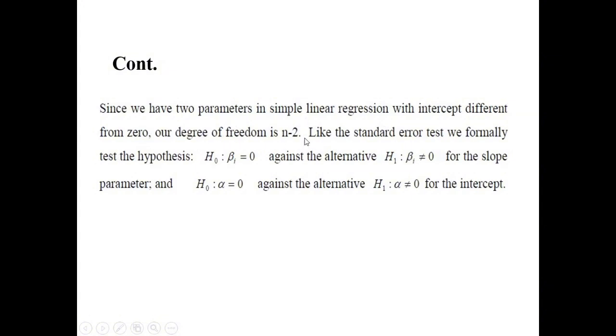Always the degree of freedom is n minus 2. And our null hypothesis is always stated as b i is equal to 0, and the alternative hypothesis is b i different from 0.